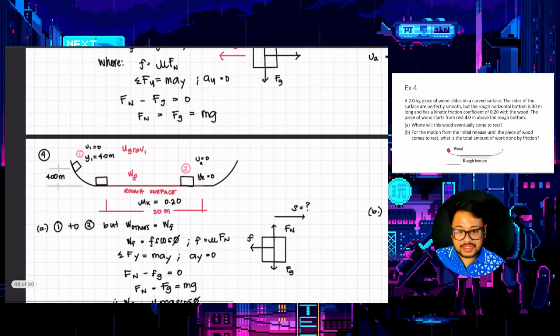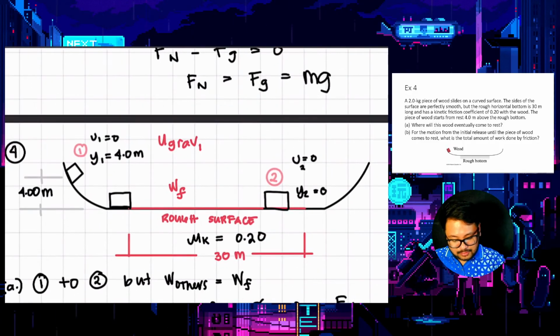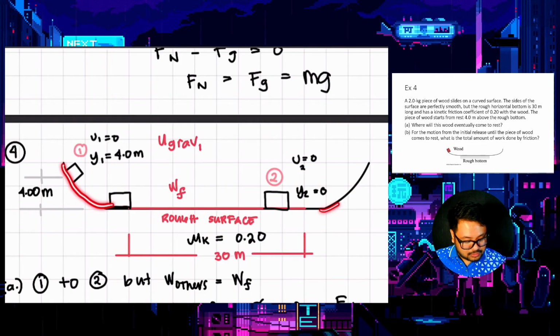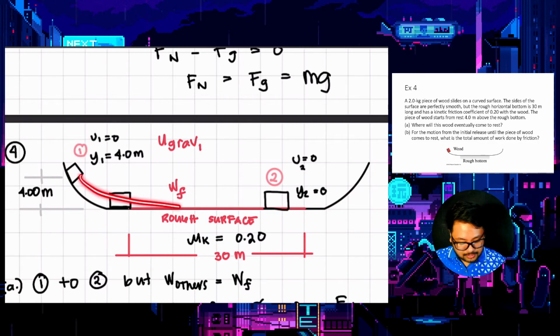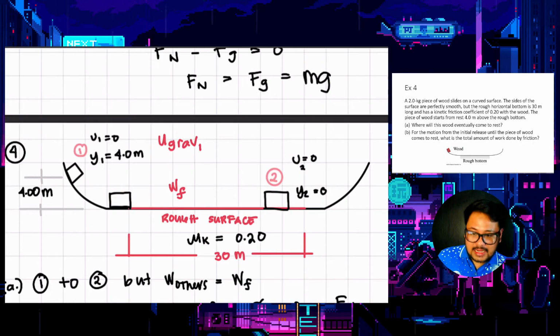Let's have the illustration. We have this illustration here. So, this is our rough surface at the bottom. That's 30 meters. And this is the curved smooth surface. So, from the top, at point 1, it will slide down over here. Now, as I have said, in analyzing conservation of mechanical energy, it is better for us to have 2 points.